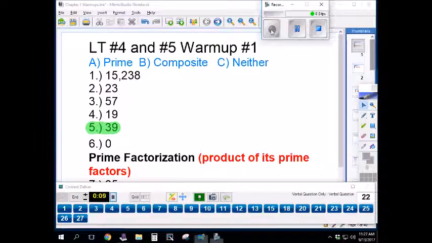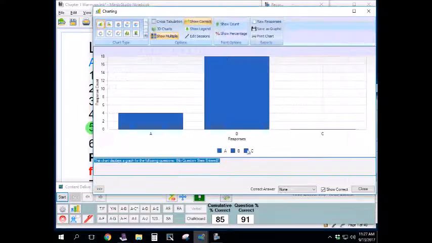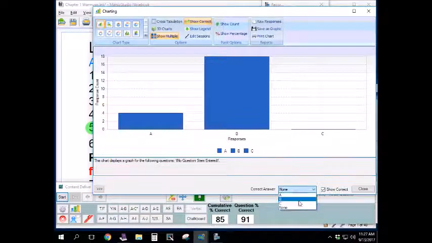Okay, look. So here we go. The correct answer here was B. It is a composite number. Now this is a confusing one. Quit writing on your boards and look at me. This can be a little bit of a confusing one.